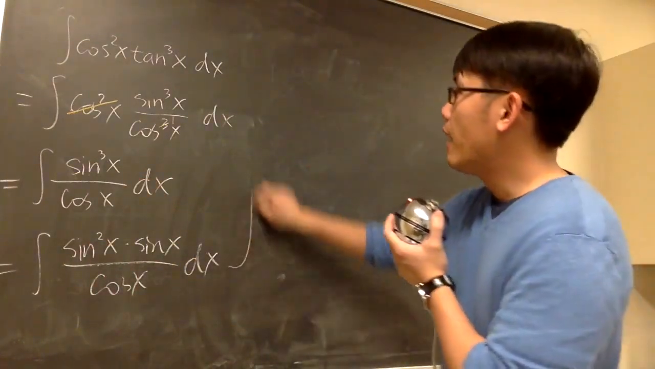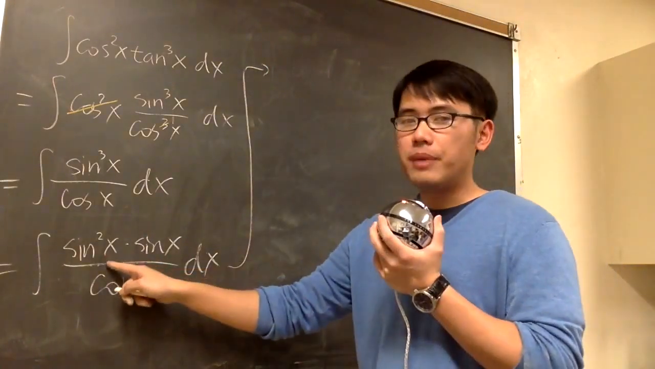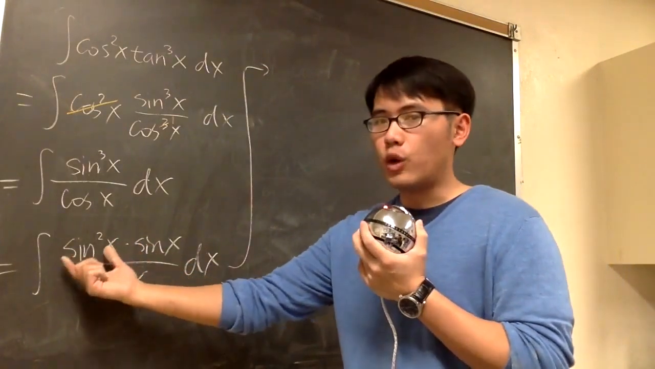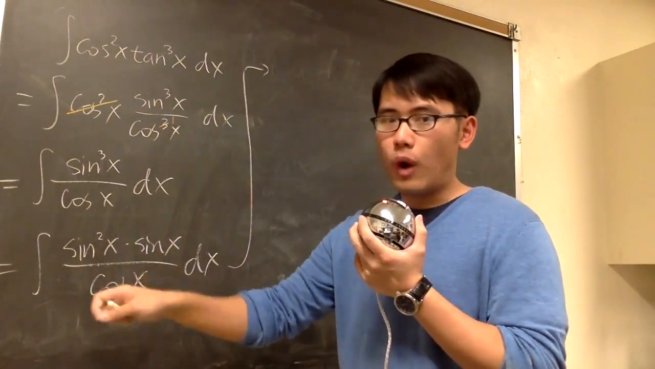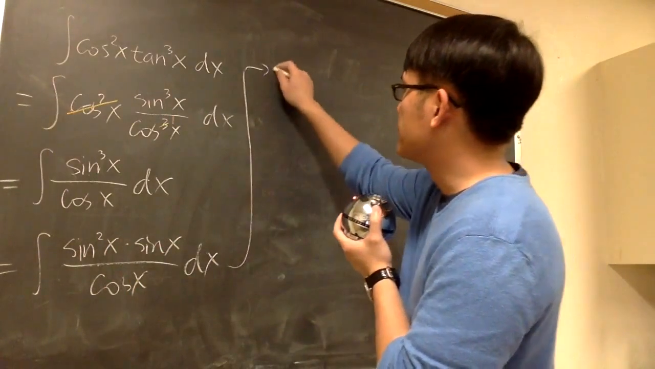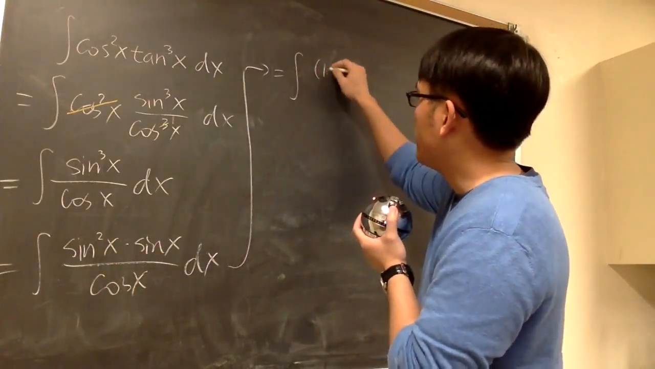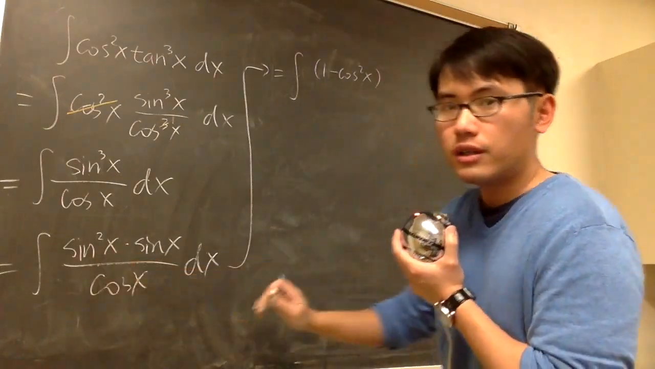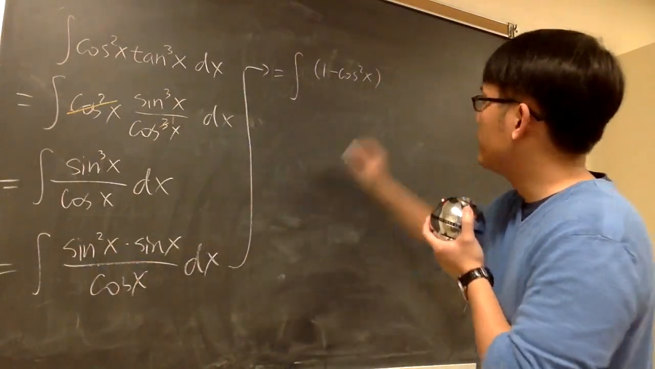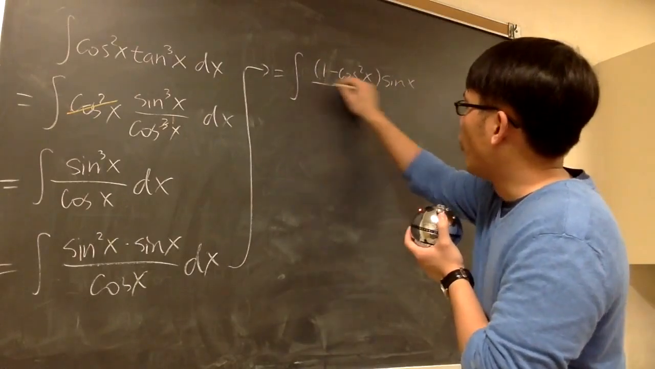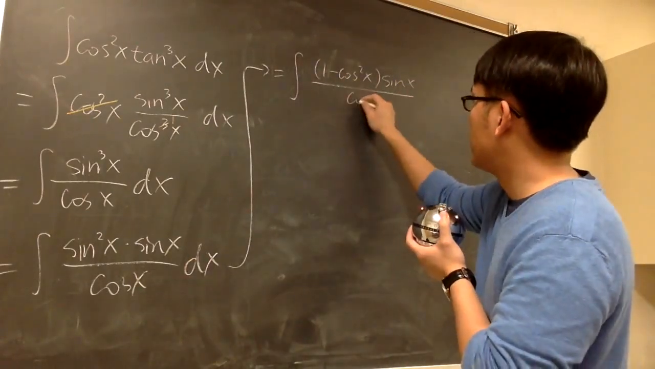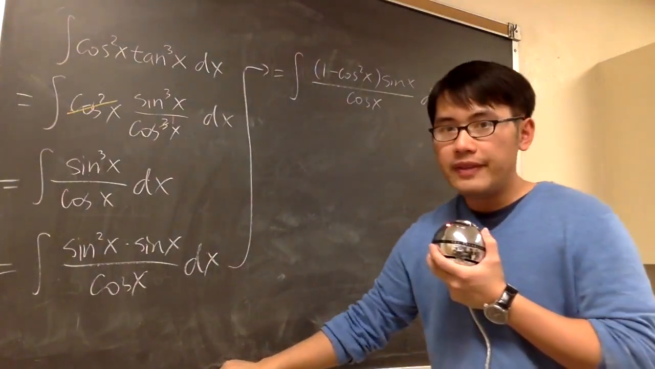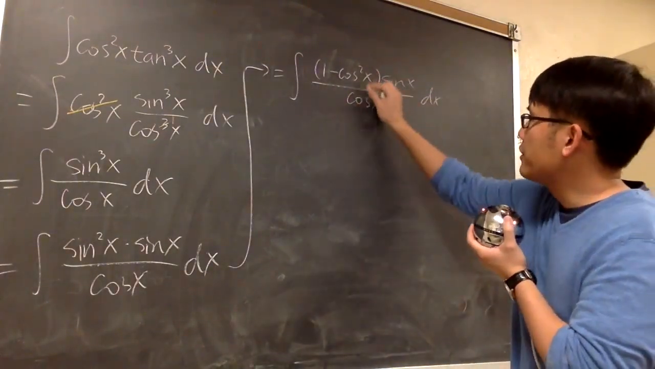Okay? Because once you have the even power sine squared, I can use an identity. I would like to produce cosine right here. Sine squared is the same as 1 minus cosine squared. So that would be the same as the integral of 1 minus cosine squared x, that's for the sine squared, and then we still have the sine right here over cosine x dx.